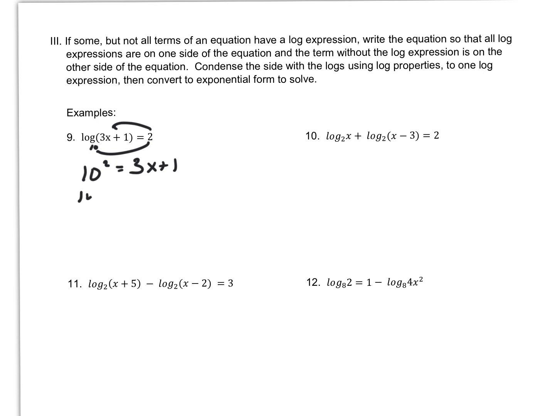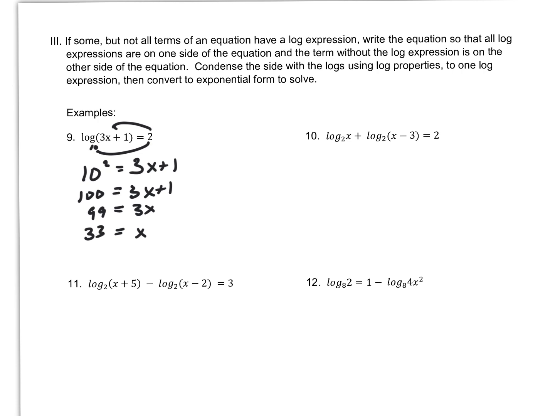What is 10 squared? It's 100. Now it's just a basic linear equation to solve. Subtract the 1 to get 99, and divide by 3. So 99 divided by 3 is 33.